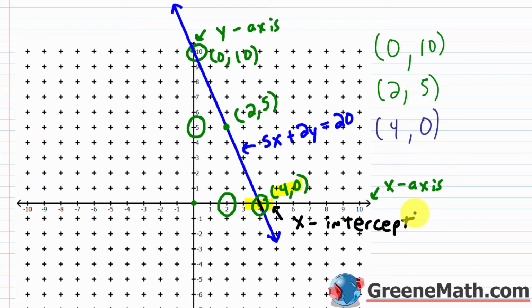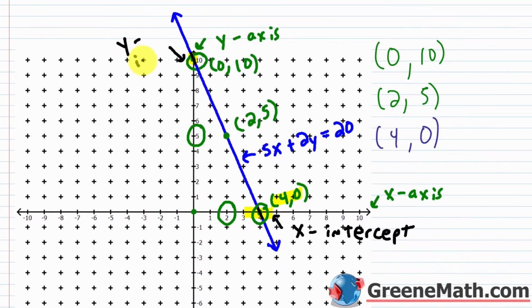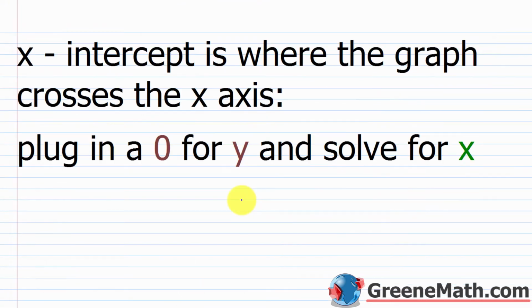Now, similarly, the point where the graph crosses the y-axis, this is the y-axis going up and down, is known as the y-intercept. So this, let me just label that right there, is the y-intercept. A couple of key things here that we want to cover. The x-intercept, again, is where the graph crosses the x-axis. To find this mathematically, you're not always going to be graphing stuff. You want to plug in a 0 for y and solve for x.